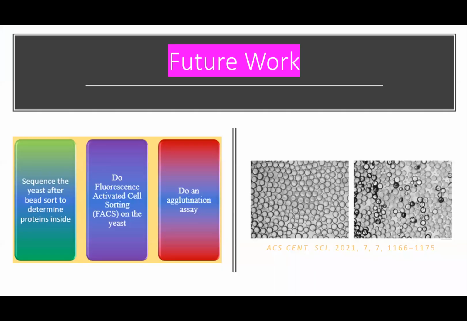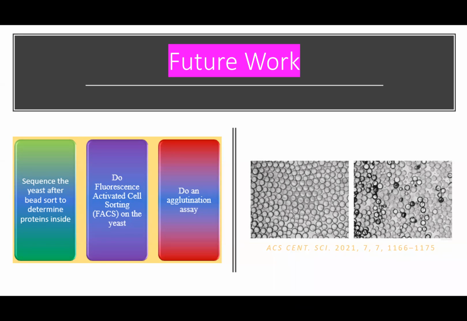Some next steps include sequencing the yeast after the bead sort. So we know that we have binders, but we don't know what they are, and this will be helpful in determining what these binders are. Next would be to do fluorescence activated cell sorting, also known as FACS. This helps us narrow down which binder is most efficient, which binder is binding the best.